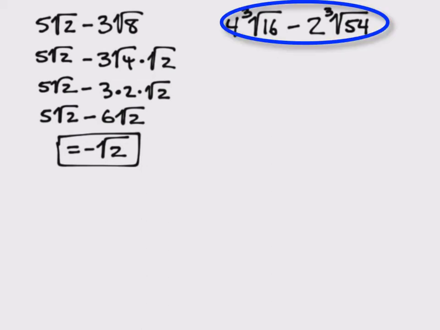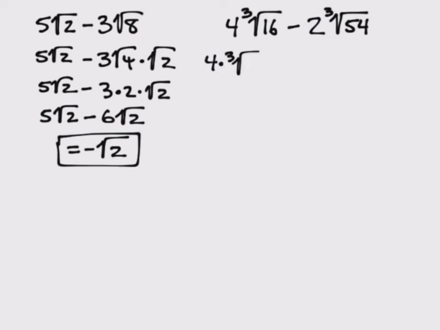Let's try another one. In this case, of course, yes, we have the third root and the third root. The index is the same. Great, but the radicands aren't. But I think that we can simplify both the third root of 16 and the third root of 54. I think we can rewrite the third root of 16 as the third root of 8 times the third root of 2. And I think we can rewrite the third root of 54 as the third root of 27 times the third root of 2.